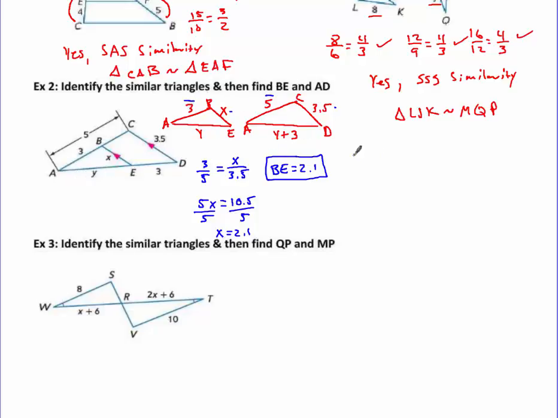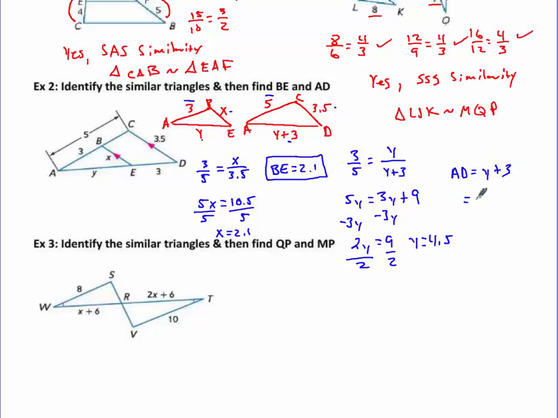So I'm going to come over here and use my 3 over 5 again. So 3 over 5 equals Y over Y plus 3. Cross multiply. 5Y equals 3Y plus 9. So 2Y equals 9. Divide by 2. And I get Y equals 4.5. So AD, which is Y plus 3, is going to be 4.5 plus 3, which is going to be 7.5. That's it. Not too bad.